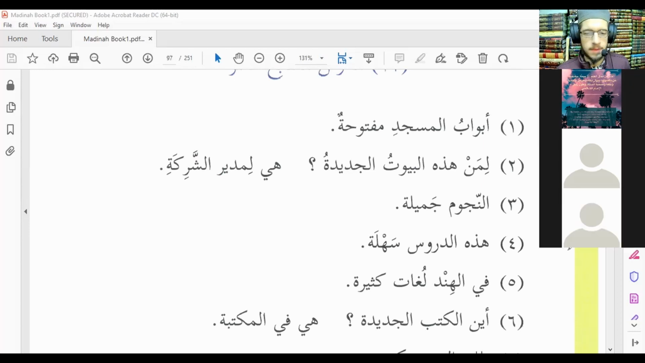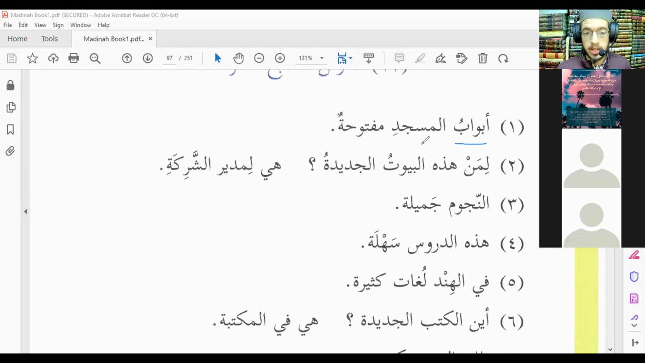Okay. أبواب المسجد مفتوحات. Good. مفتوحة. Excellent. Translate that for us. What would that mean? Masjid's door is open. Yes, very good. With the only wrinkle that abwab is the plural of bab. And so we have the doors. Doors, yes. The doors of the masjid are open.